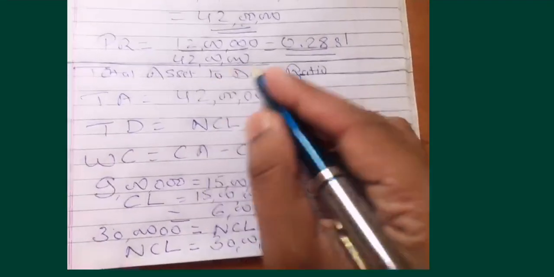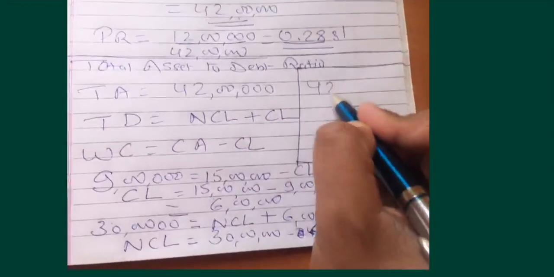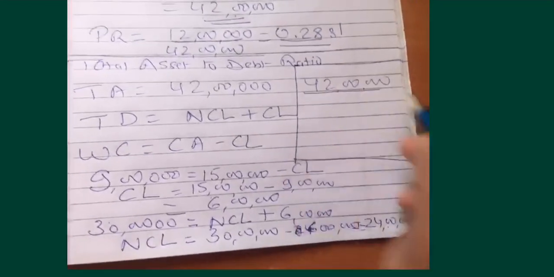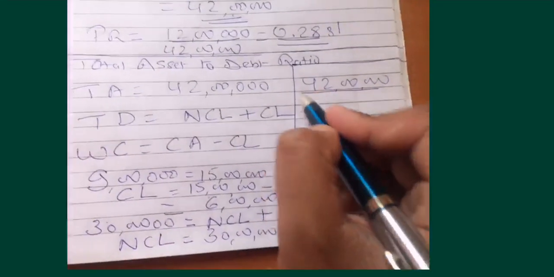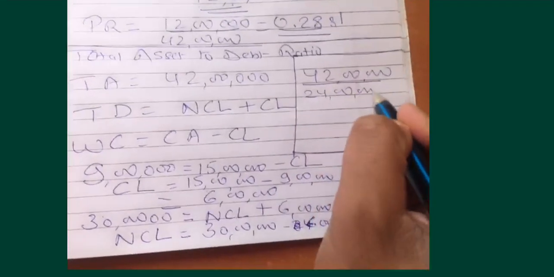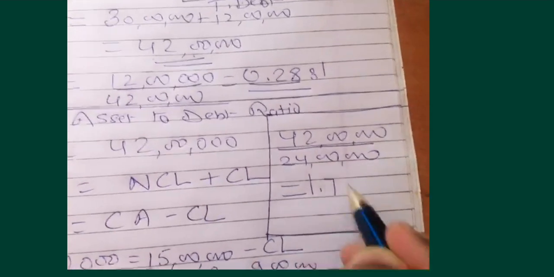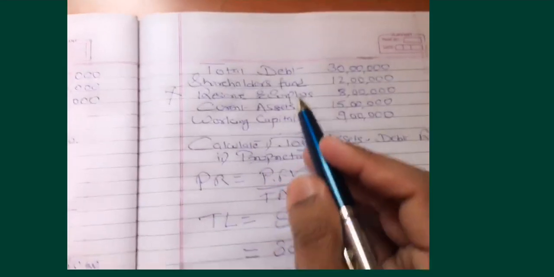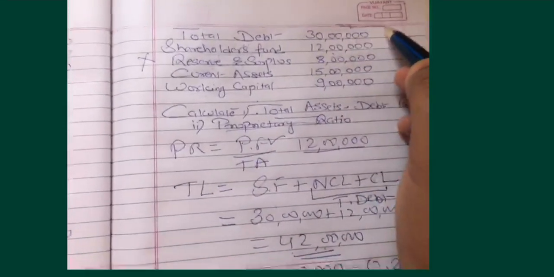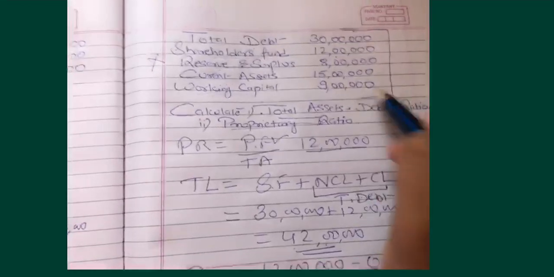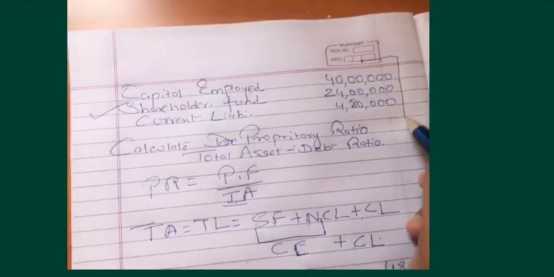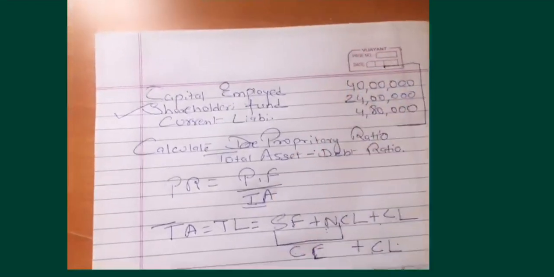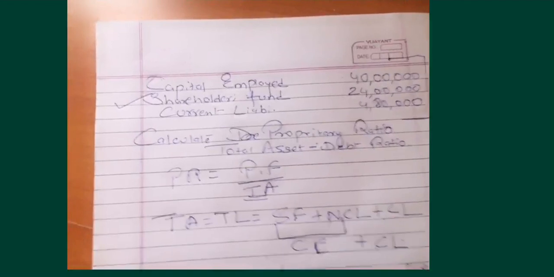Now finally the formula of total assets to debt ratio: total assets 42 lakh upon debt, that is non-current liability, 24 lakh. So your answer will be 1.75:1. These questions help you recall your formulas again. This question and the second question we solved here will help you in recalling your formulas and brainstorming to calculate the things.